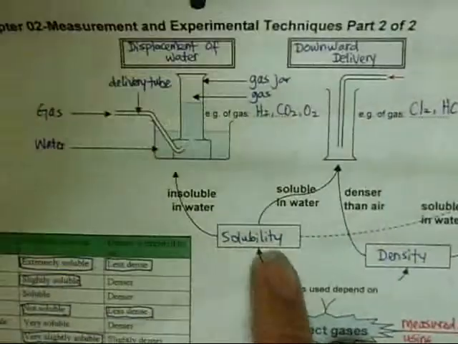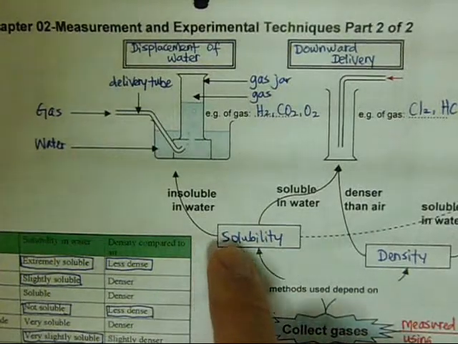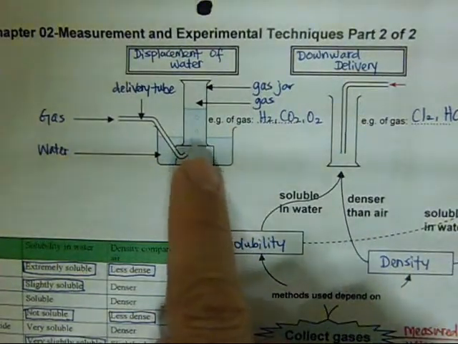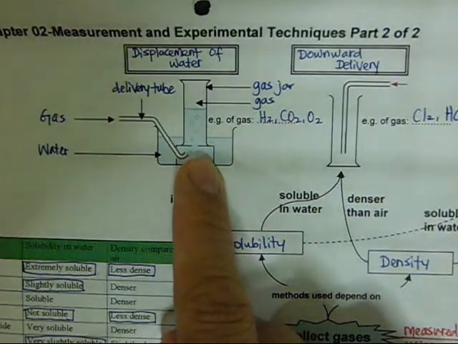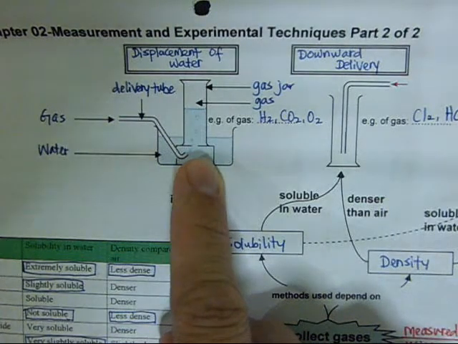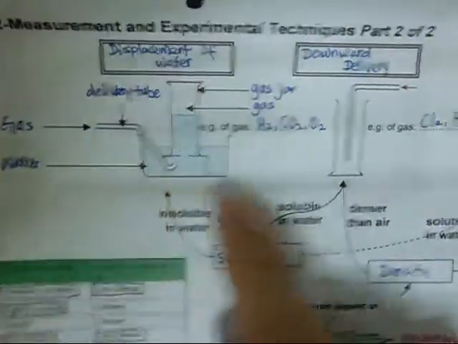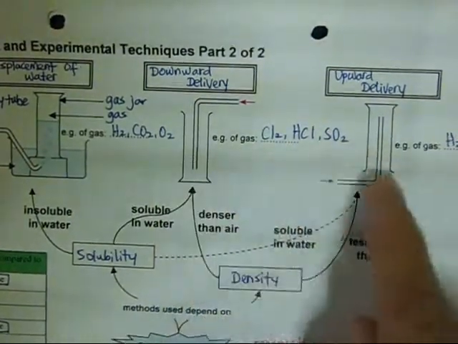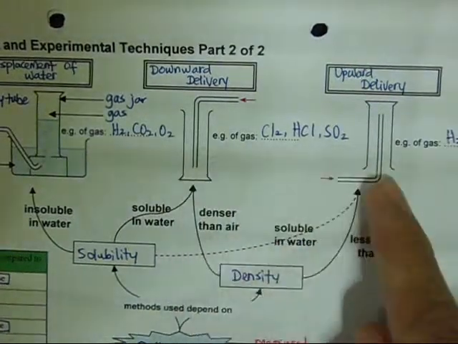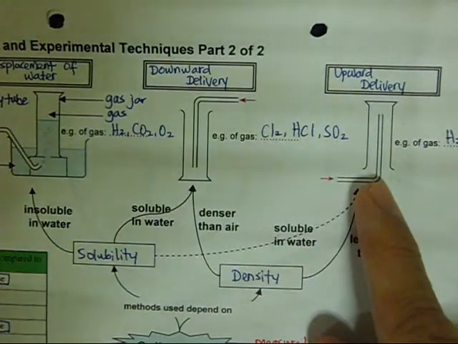Solubility of the gas. If let's say the gas is soluble in water, of course it cannot be used. Of course you cannot use this displacement of water method to collect it. Otherwise the gas would dissolve in the water and then you collect nothing. So if the gas is soluble in water, you cannot use this method. You can either use this or this. Now, which one of these two should be used, that would depend on the density of the gas.